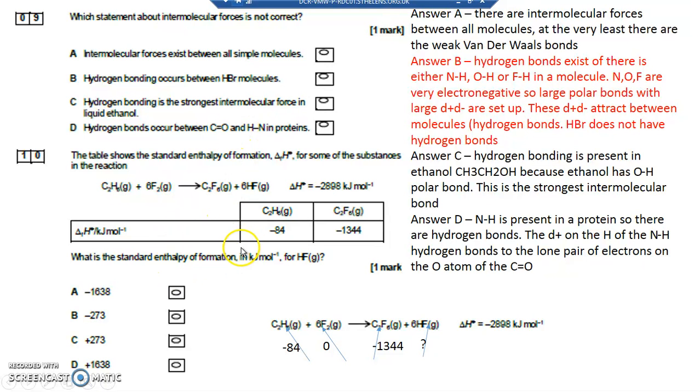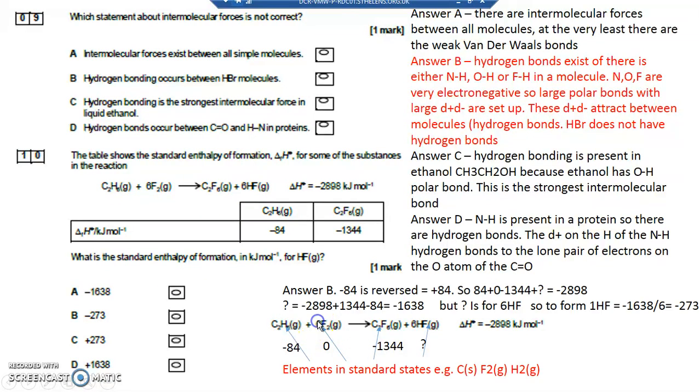For the next one here, I've got a reaction, and I'll just do spoilers on this one so you can see what's happening. We've got the enthalpy of formation. So we're forming C2H6, 6F2, C2F6, and 6HF. When you form things from their elements in their standard states, that's how you normally find them in the laboratory. Carbon is a solid, fluorine is a gas, and hydrogen is a gas. So they're being formed from these things here.